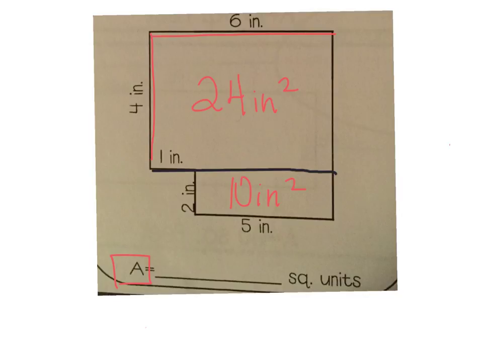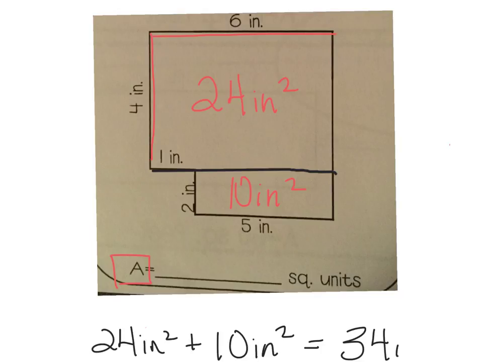And with this composite shape, for our final answer, we need to make sure that we add both these areas together to get a final area for the composite shape. Okay, so I have 24 inches squared plus 10 inches squared, which would give me 34 inches squared. This 34 inches squared would be my answer.